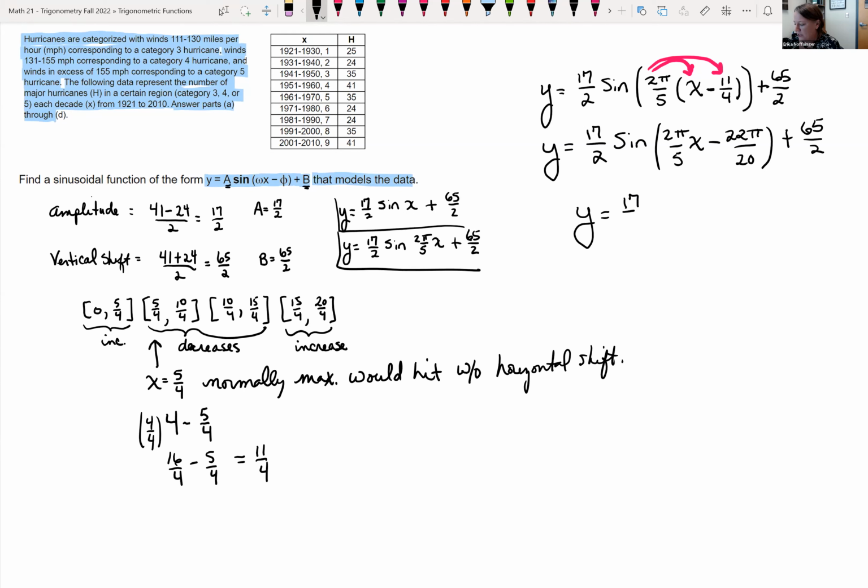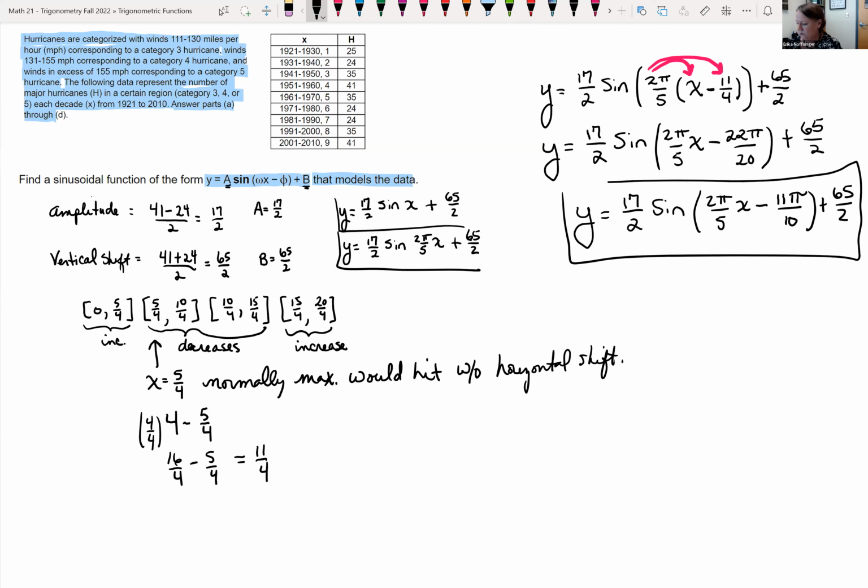And I just want to reduce any fractions down. So we have y equals 17/2 sine of 2π over 5 times x minus 22 and 20 both have 2 in common. So 2 goes into 22 11 times, so this is 11π all over, 2 goes into 20 10 times, plus 65 halves. So we found the sinusoidal function that gives us a good estimate of mapping our data here. So hopefully that was helpful.